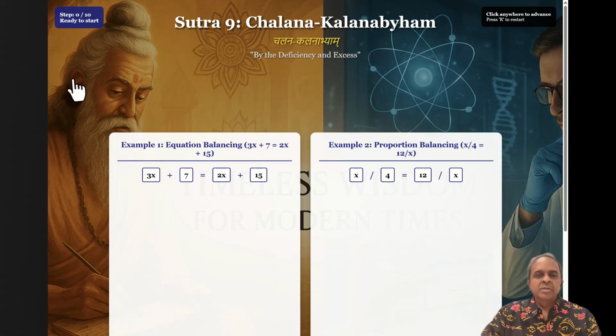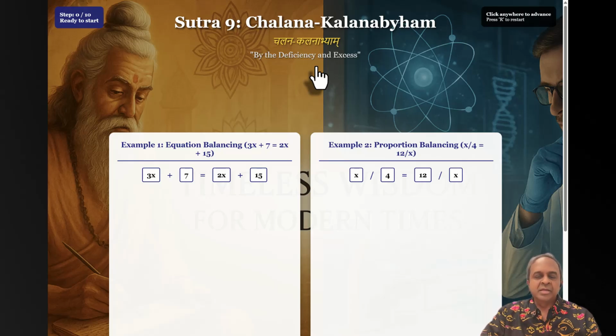Okay, so let's move on to Sutra 9, Chalana-Kalanabyham, right? So, Chalana-Kalanabyham basically means by the deficiency and excess. So this is the ninth lesson, or the ninth sutra, right?